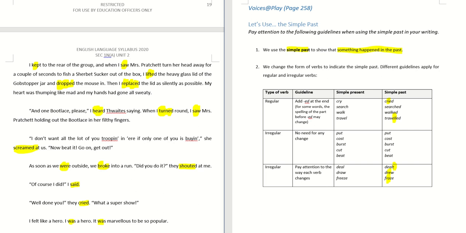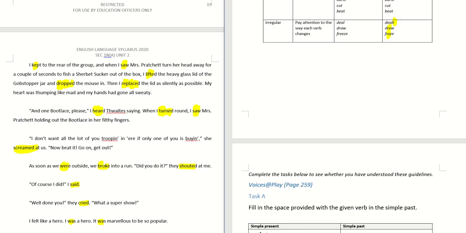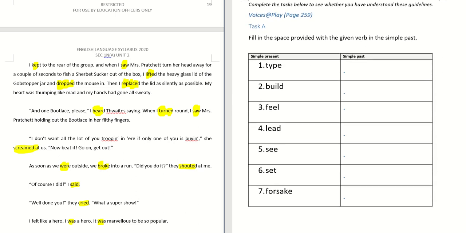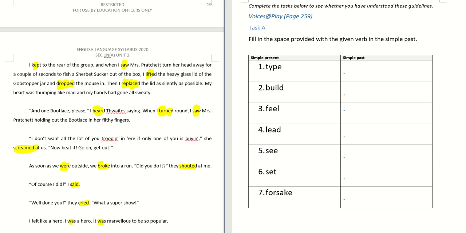Okay, so let's continue to try the activity. So now we are now on page 259, task A. Fill in the space provided with the given verb in the simple past. So the simple present word is type. So the simple past word is typed.